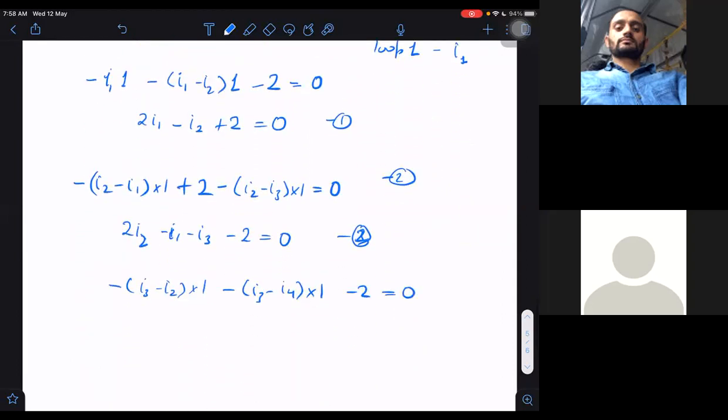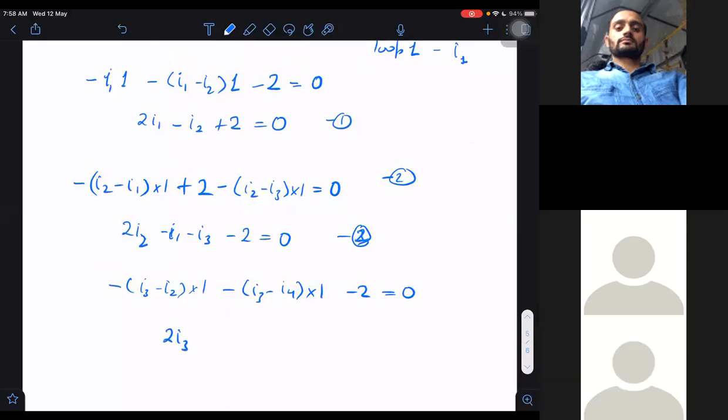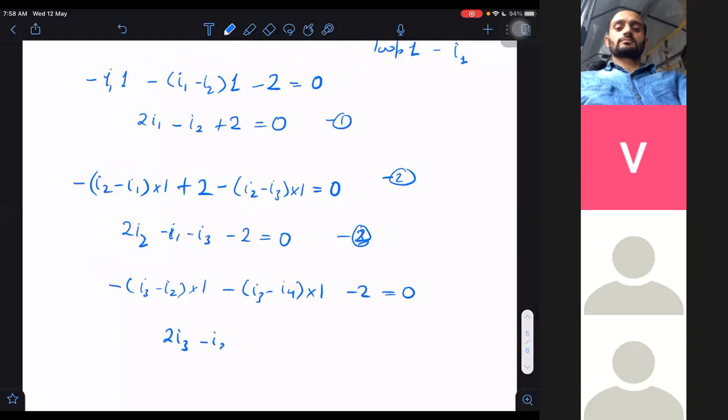Simplify. 2I3 minus I2 minus I4, plus 2, is equal to 0.